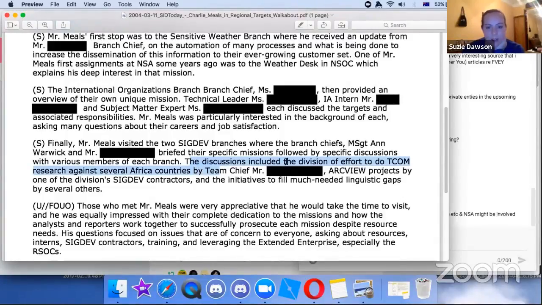The discussions included the division of effort to do TCOM research against several African countries.